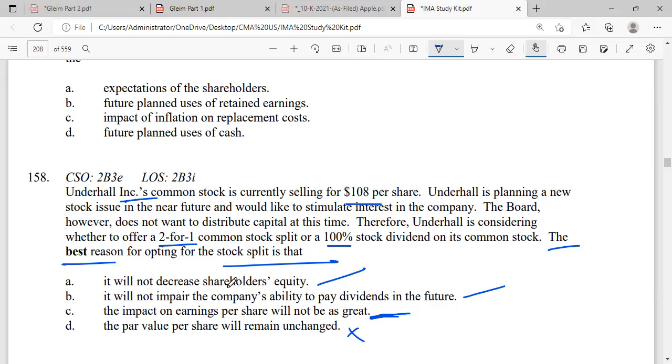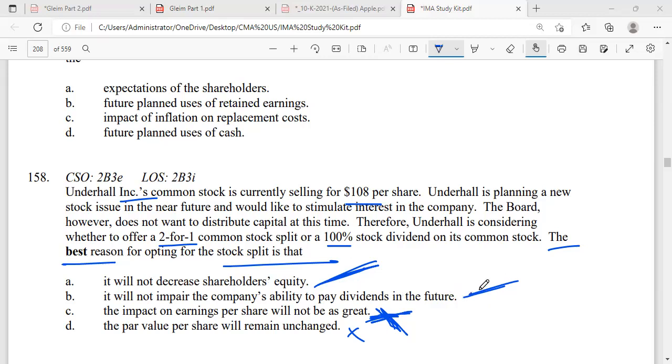What do you guys say? A or B? C also I'm not convinced with it. It's not a discrete answer. A or B? It will not decrease shareholders' equity is fine, but it will not impair the company's ability to pay dividends in the future.